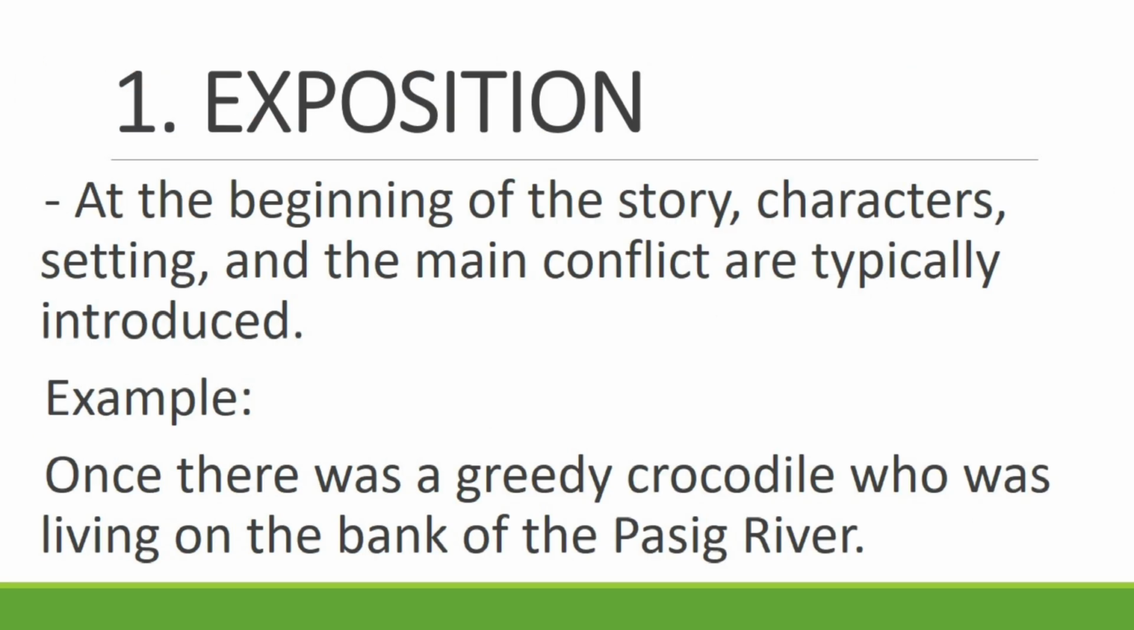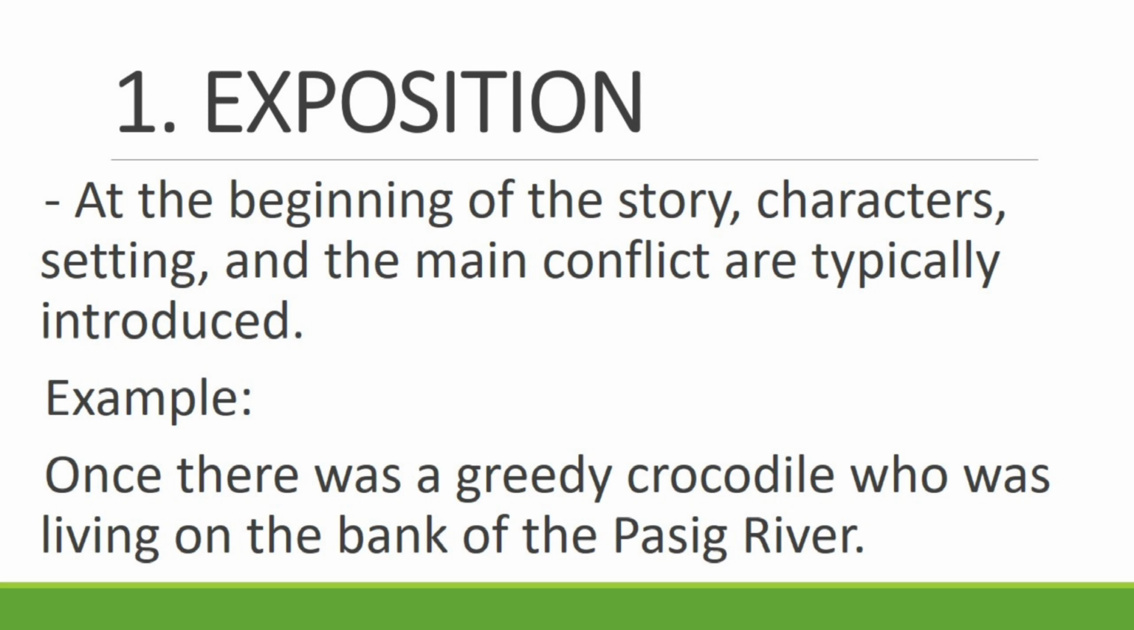First, we have the exposition. At the beginning of the story, characters, setting, and the main conflict are typically introduced. Example, once there was a greedy crocodile who was living on the bank of the Pasig River. So we have mentioned that when we say exposition, this is actually the beginning of the story. So in here, we expose the characters, the setting, and also the main conflict.